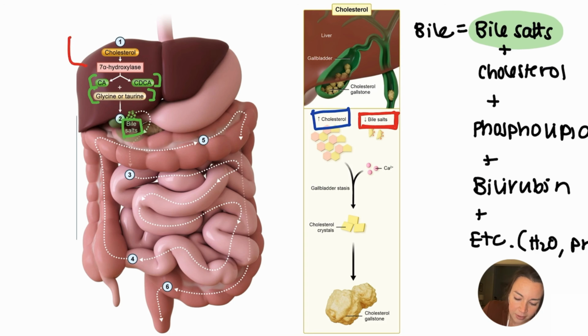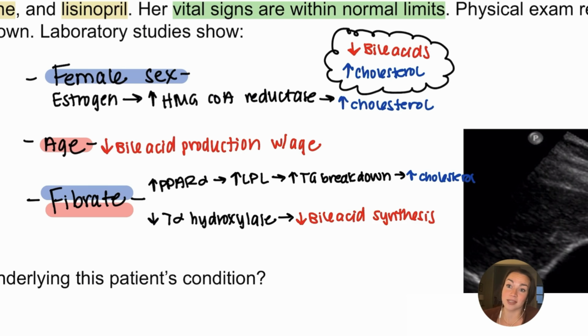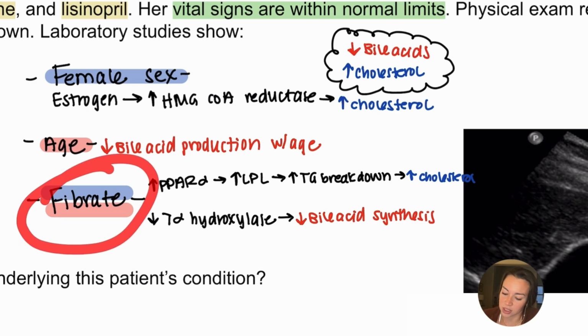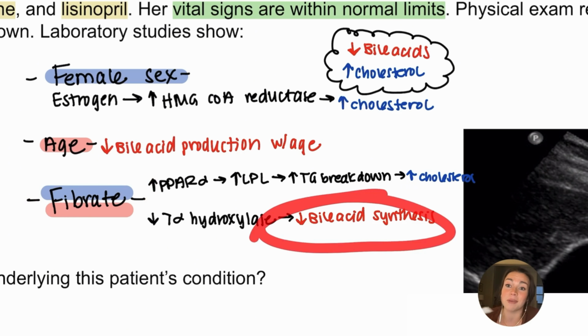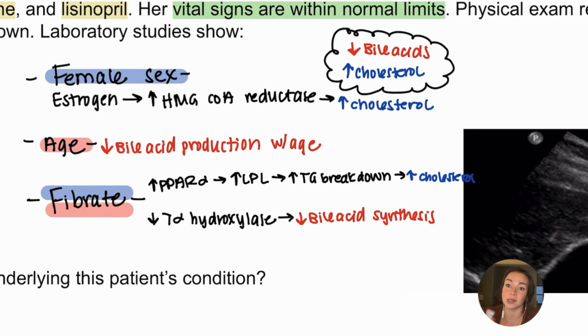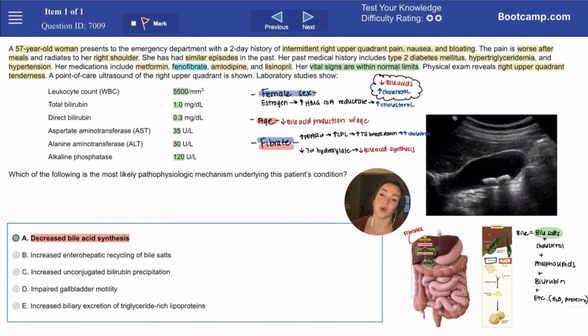But the other thing that fibrates will do is they will inhibit the activity of 7-alpha hydroxylase, which is the rate-limiting step in the bile acid synthesis pathway. So you can see why fibrates are a big risk factor for gallstone production, as they both increase the amount of cholesterol in the bile and then reduce the number of bile acids you have available to solubilize it. With this in mind, our best answer choice is A, decreased bile acid synthesis, although increased cholesterol saturation in bile could also be an acceptable answer choice if we had it here.